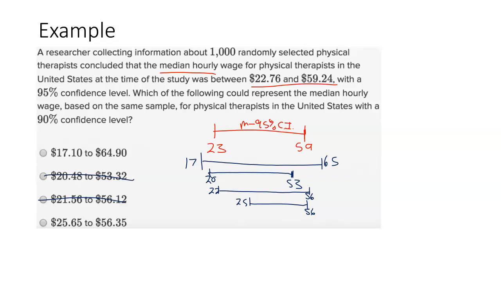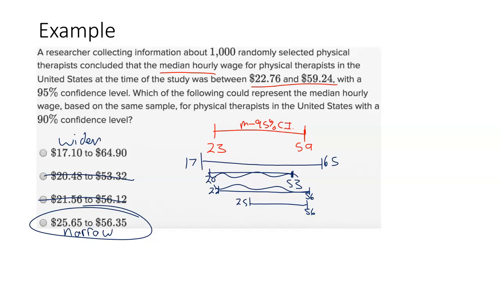A confidence interval change is either going to widen our range or narrow our range. As we go down in confidence, it's going to narrow it. As we get more confident that we're including the median, it's going to make our range wider. If I say the median has to be between 17 and 65, I can be a lot more certain that the median's in there because I have a bigger range of numbers where it can be.